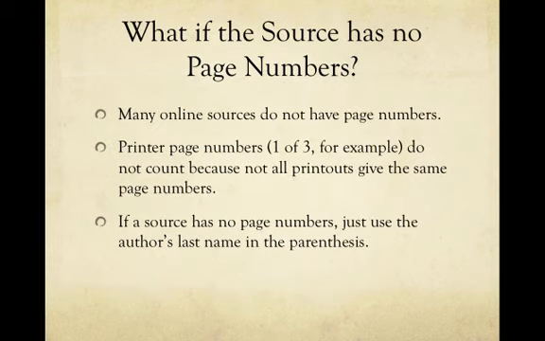So what if the source has no page numbers? Many online sources do not have page numbers. Printer page numbers, like it'll say 1 of 3 in the top right-hand or bottom right-hand corner, don't count because not all printouts give the same page numbers. So if that's the only pagination that you can find, then it doesn't work. If a source has no page numbers, just use the author's last name in the parentheses.